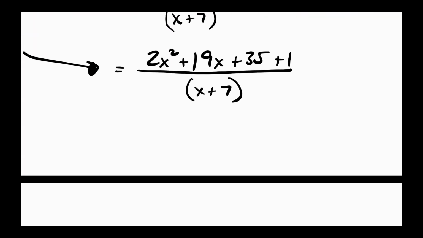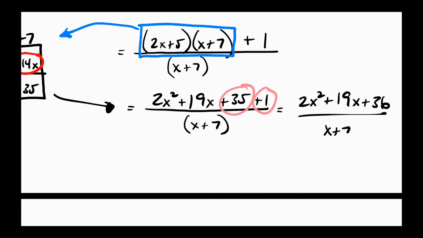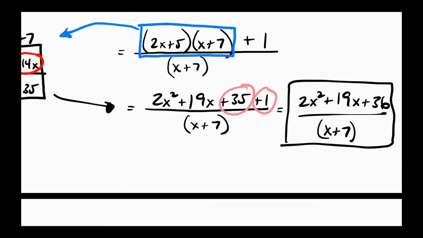Last step, we can combine some like terms here. We have 35 and 1 makes 36. So we have 2x squared plus 19x plus 36. And then on bottom, we have x plus 7. Done.